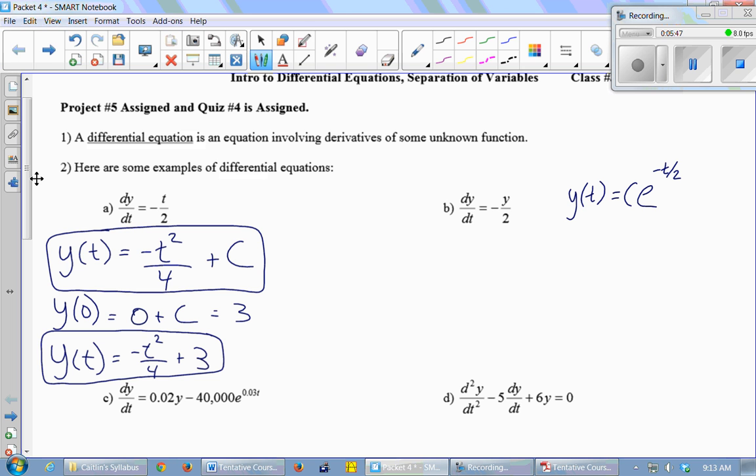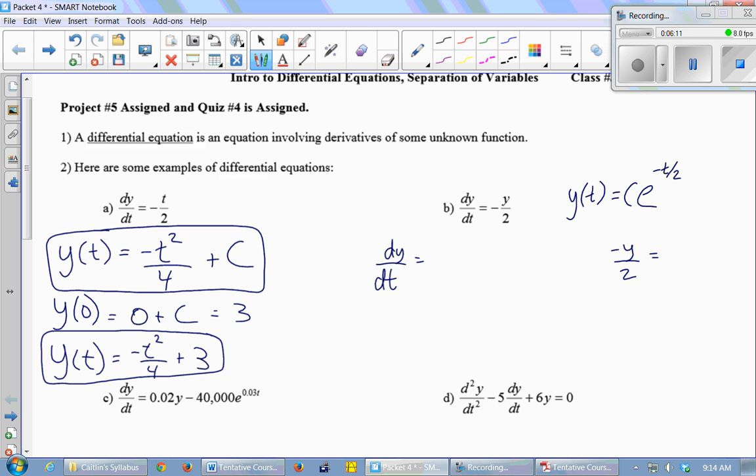So that's my general solution. It's a general solution because there's a c, this constant, so that creates a whole family of solutions. So what I want to do is show that this equation is true. So I'm going to take dy dt. I'm going to evaluate both sides of this equation and show that they are the same.